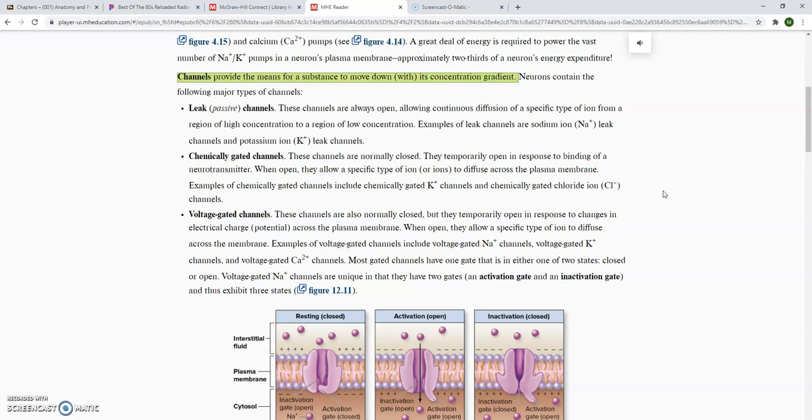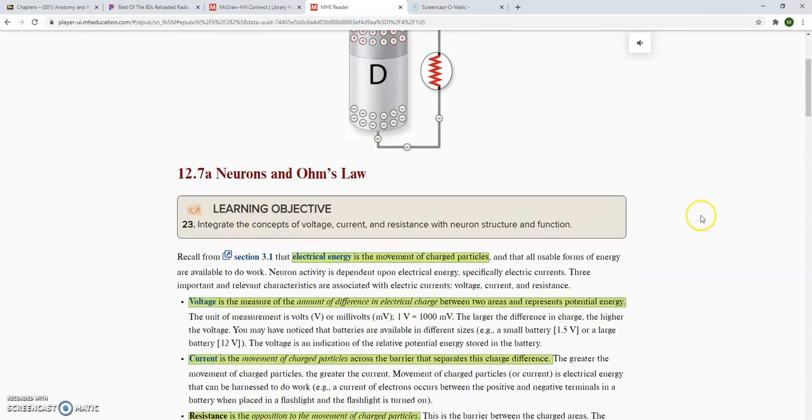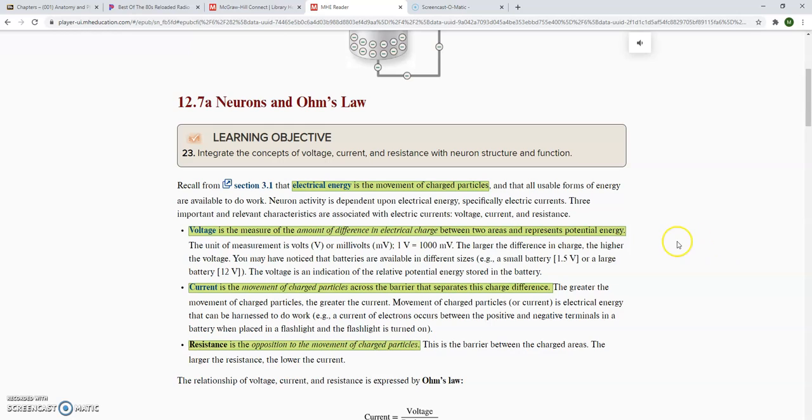And then the third type is called a voltage gated channel. So this is the type that, again, is normally closed, and the thing that's going to cause it to open is some change in voltage. Now, we haven't quite talked much about voltage yet, but I'll go to our definition real quick because it's on here. Voltage is just the measure of the amount of difference in electrical charge between two areas.